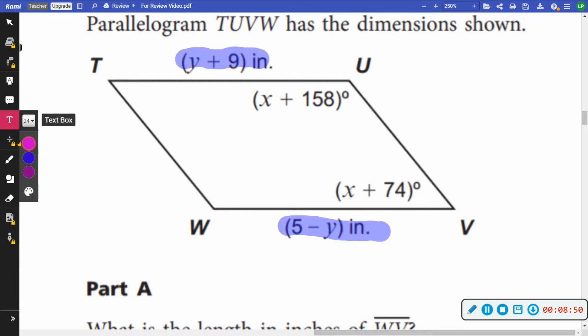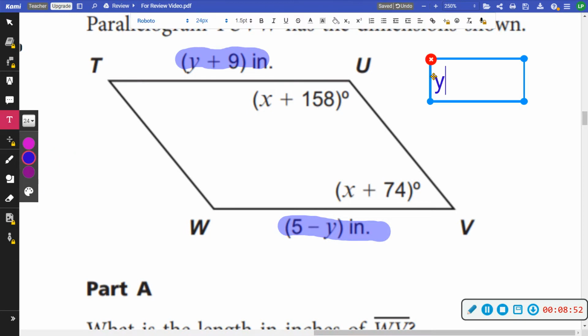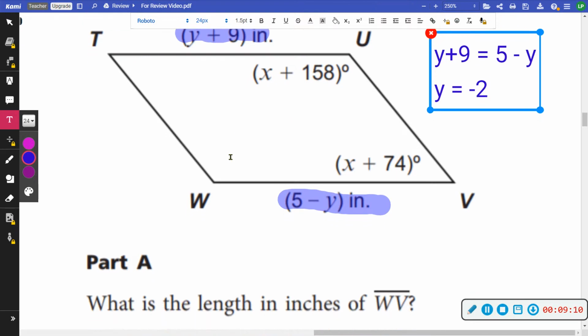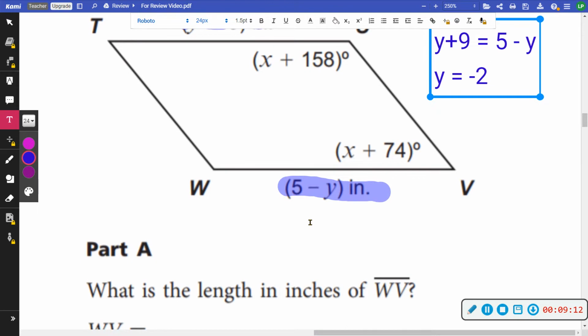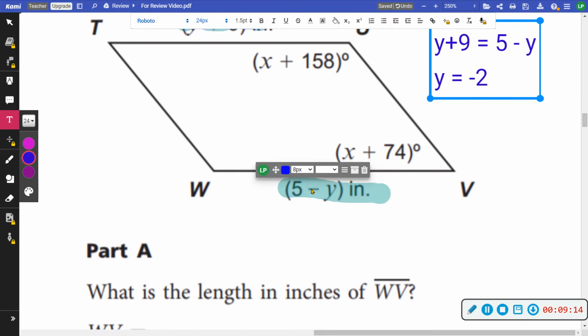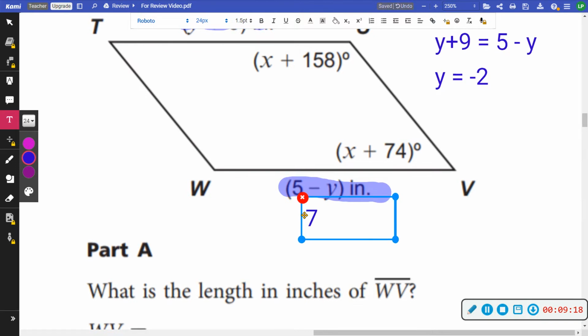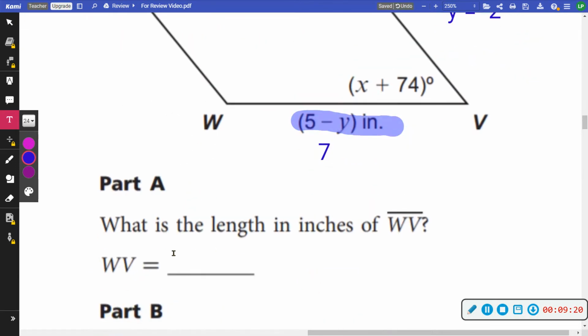I set up the equation: y plus 9 equals 5 minus y. I solve for y. That'd be 2y, that'd be a 4, that'd be negative 2. So if I solve that, I get y equals negative 2. Okay. And so what is the length of WV? That'd be 5 minus negative 2. That'd be 7. And remember, that's inches. That's 7 inches.